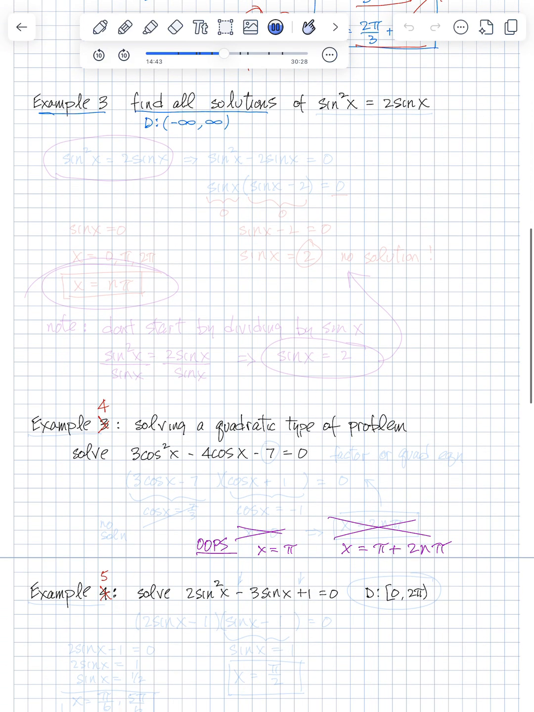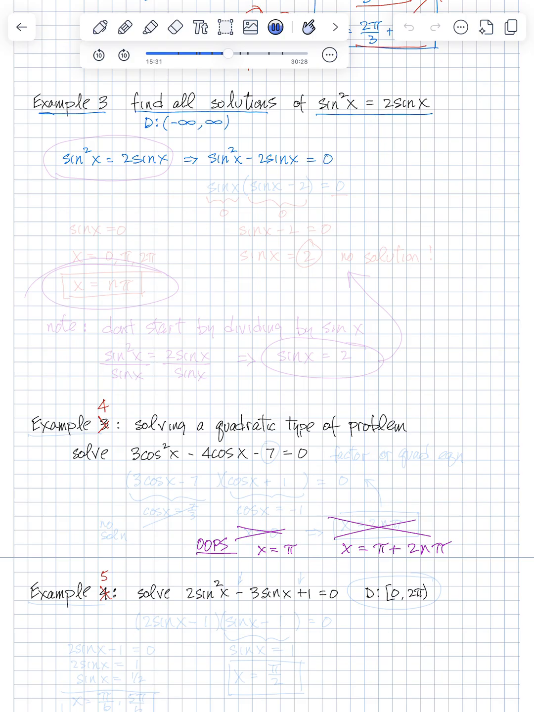Okay, so we have sine squared x equals 2 sine x. I'll rewrite it over here. Sine squared x is equal to 2 sine x. So we know we need to isolate the trig functions. In other words, we want to get like terms on the same side. So we're going to subtract 2 sine x from both sides. And so that gives us sine squared x minus 2 sine x equals 0.